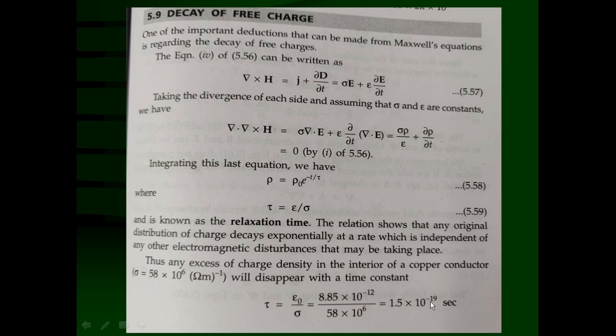At this speed, the charge is going to be decaying from the conductor. It means that it is decaying very fast. So this is related with the decay of free charge.